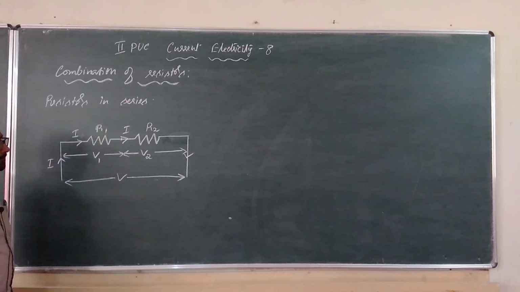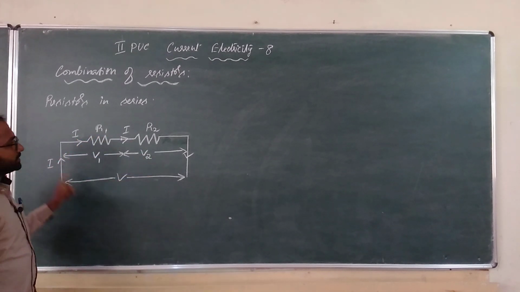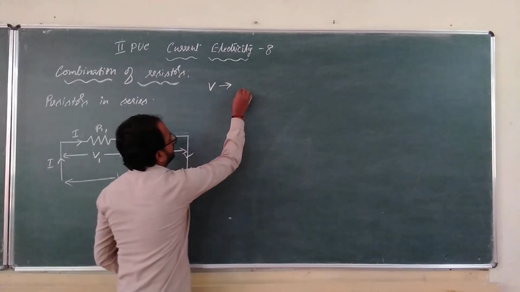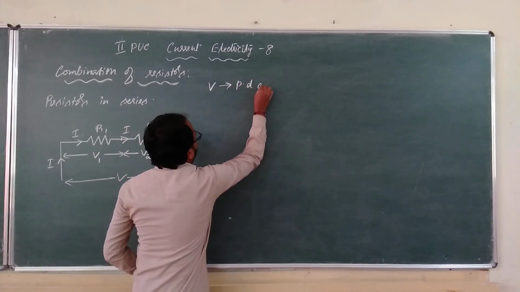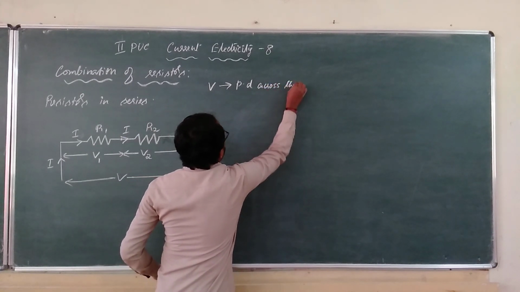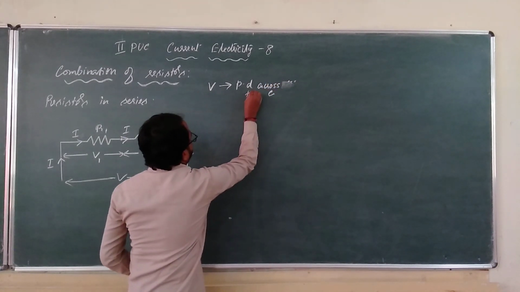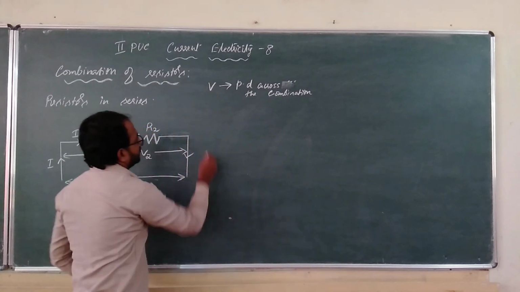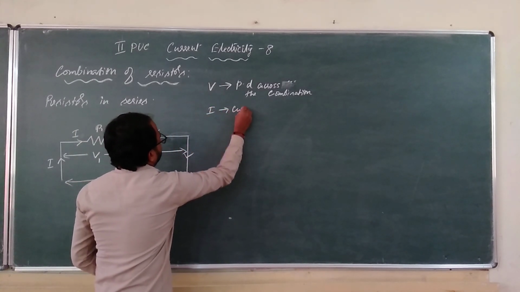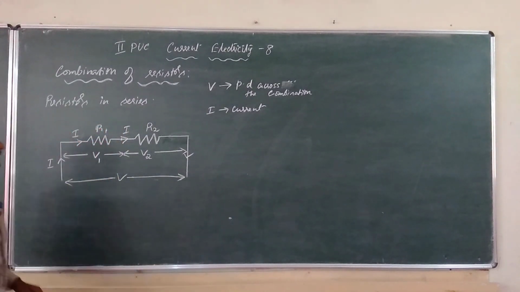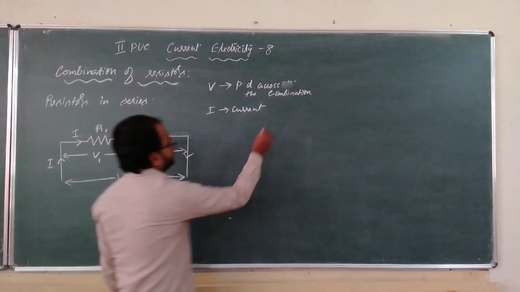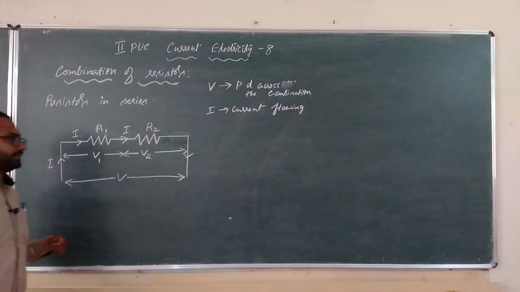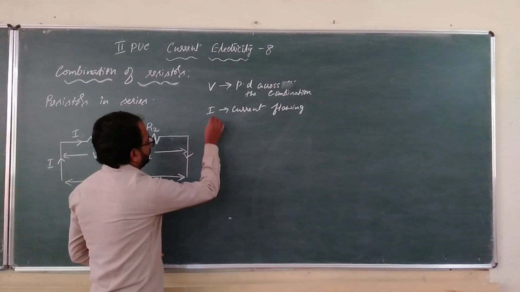Okay, from the cell. The current flowing through each resistor is I. The potential difference across the combination is V. The current flowing through the circuit, or through the resistors, is I; the current drawn by the series combination is I.